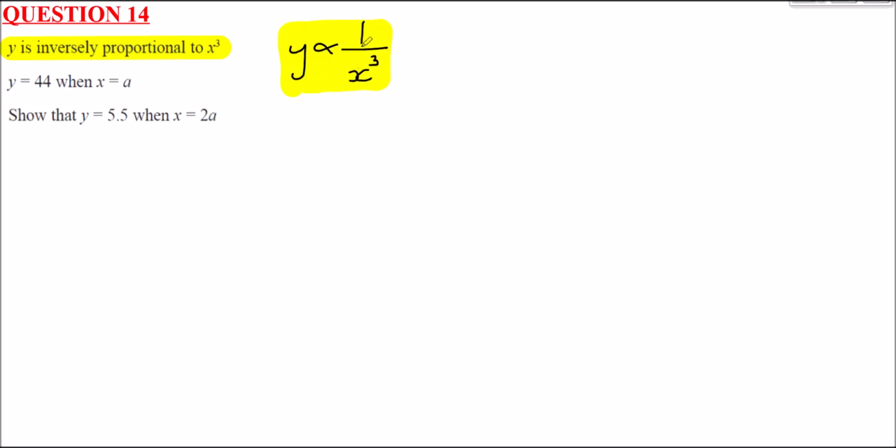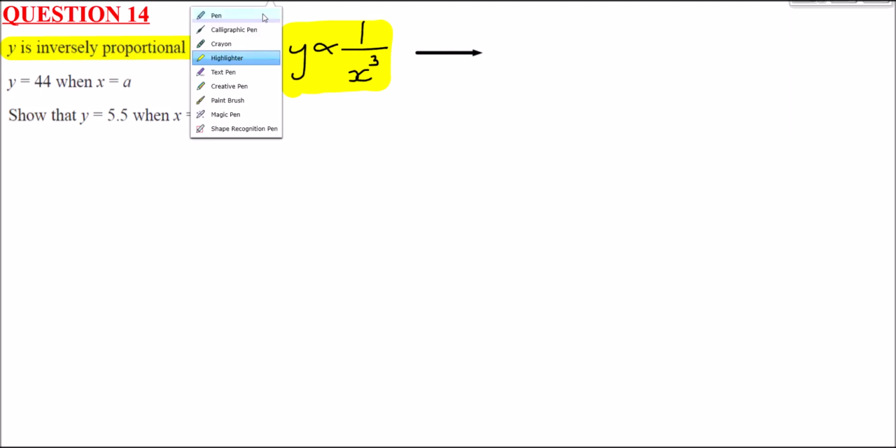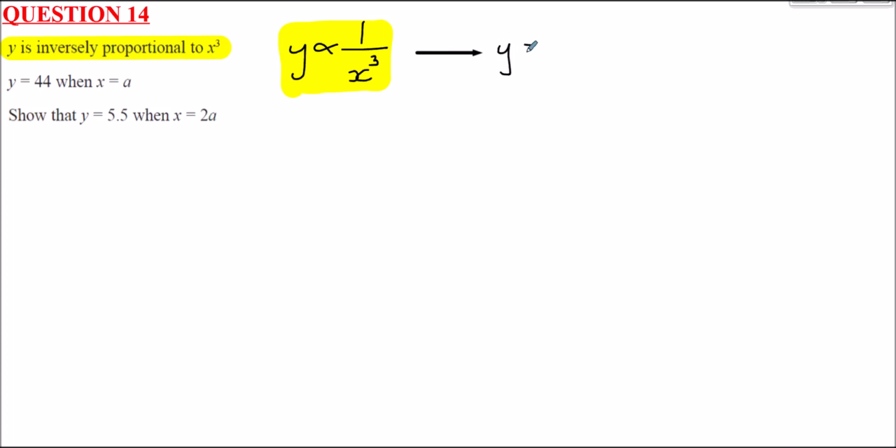Now obviously this isn't an equation. So how do we move from a symbol of proportionality to an equals sign? Well, what we do here is, if something is proportional to something else, we can say that this thing y must be equal to some constant we don't yet know. I'm going to call that constant k, multiplied by what it is, in this case, inversely proportional to. So if y is proportional to this, y equals k multiplied by that thing, where k is some constant of proportionality to be found.